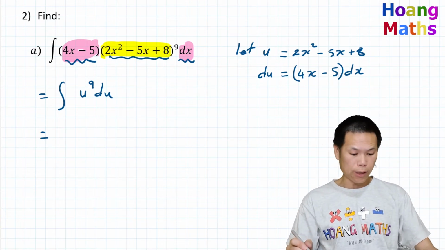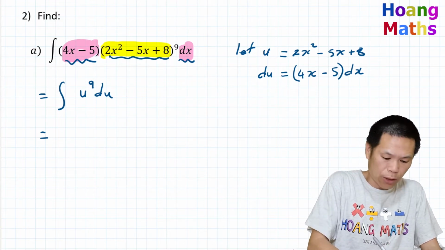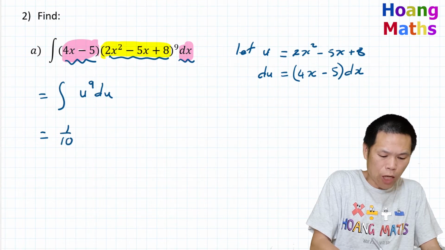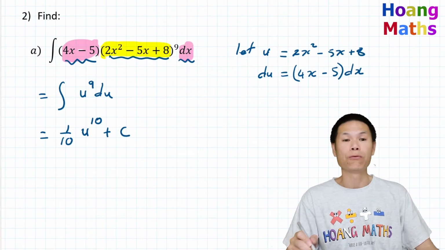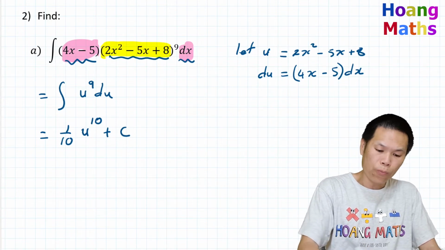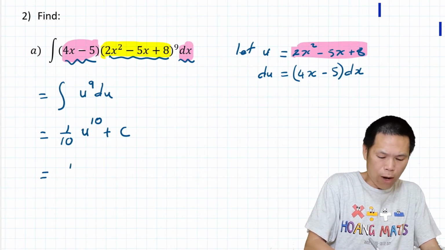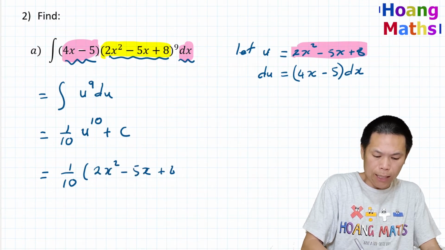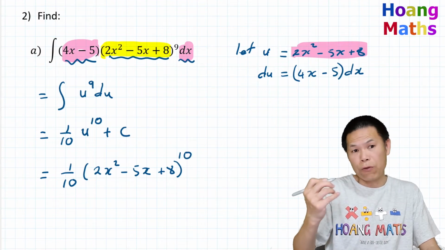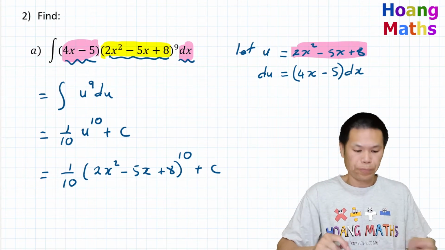Now to integrate this, we just go 9 plus 1, which gives me 10, and then we divide by 10. So it's exactly the same as 1/10 times u to the power of 10, and then we add a constant, don't forget. Now we just replace u with this. So we have 1/10 of 2x squared minus 5x plus 8 to the power of 10. And don't forget, we need to add a constant, which is c. So there you go.